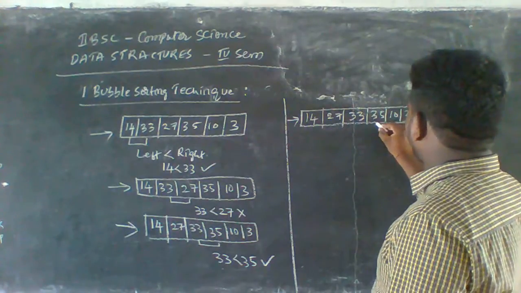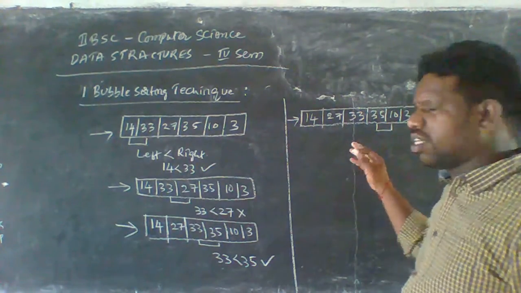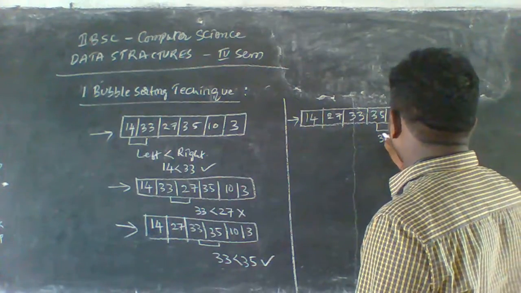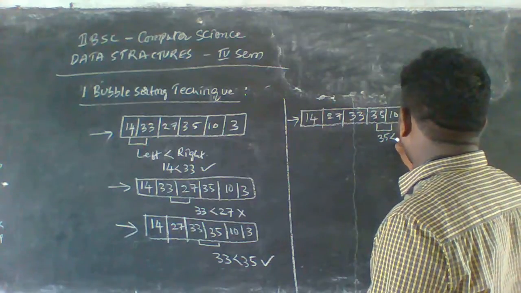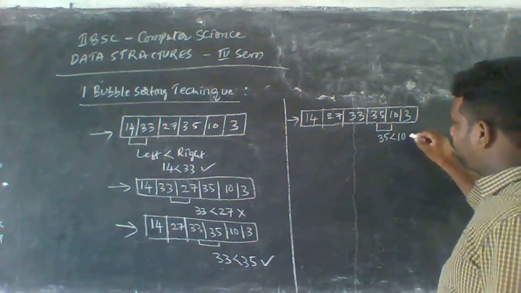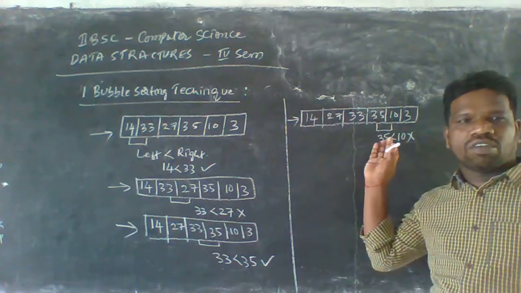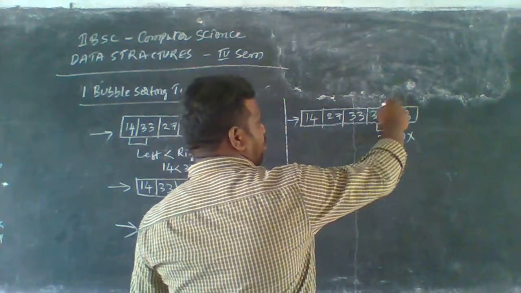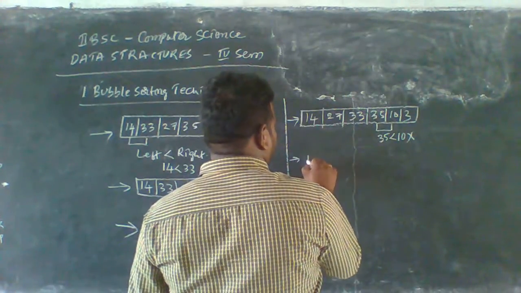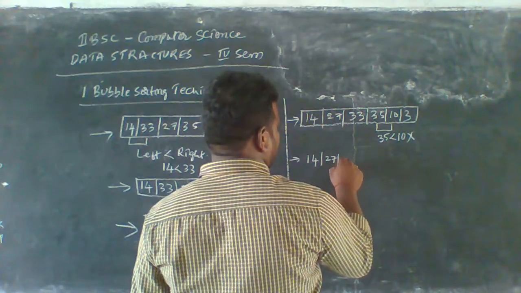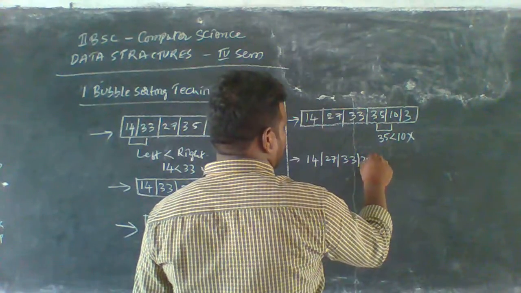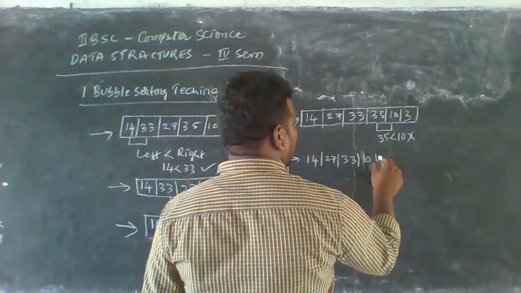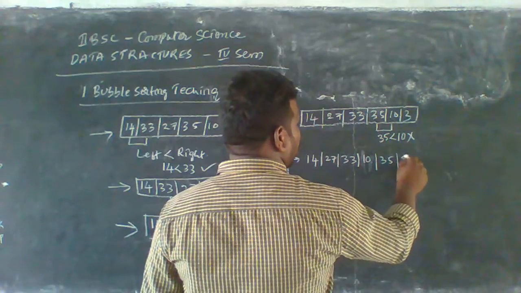We compare this element, 35 and 10, and check the condition. Is 35 less than 10? The condition will be false here. Whenever the condition is false, we swap the two values. That means 10 will be placed here and 35 will be placed here. So 14, 27, 33, 10, 35, and last we have 3 here.